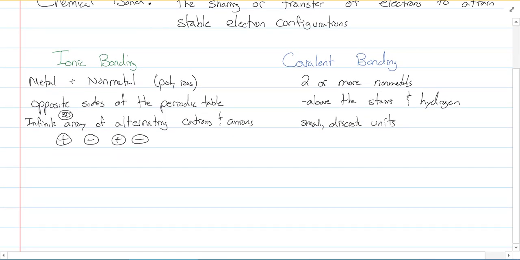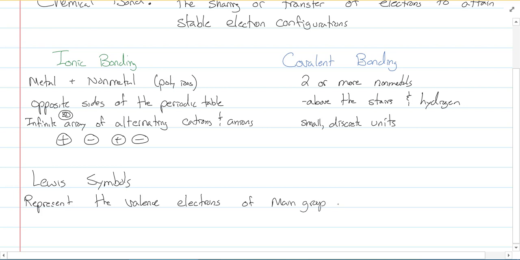So when we come to representing these atoms in these types of bonds, we're going to use Lewis symbols. And you can probably guess who came up with these symbols. These represent the valence electrons of main group elements. And the main group elements, of course, are the tall elements. And we represent these valence electrons of the main group elements as dots around the element symbol.